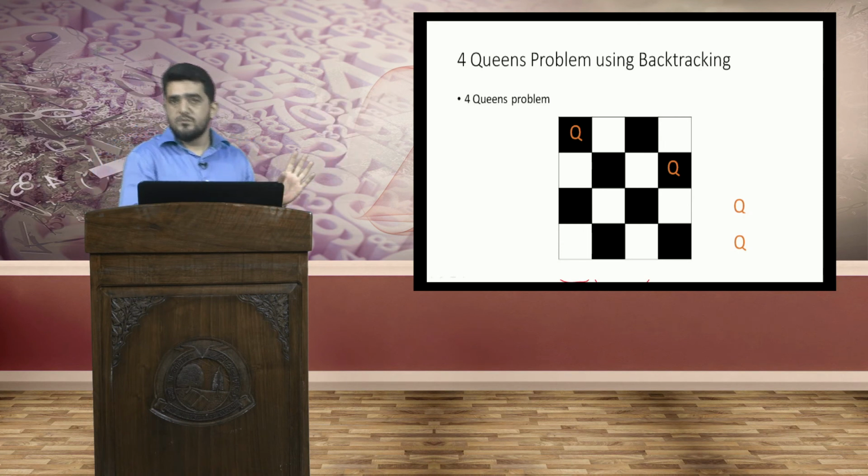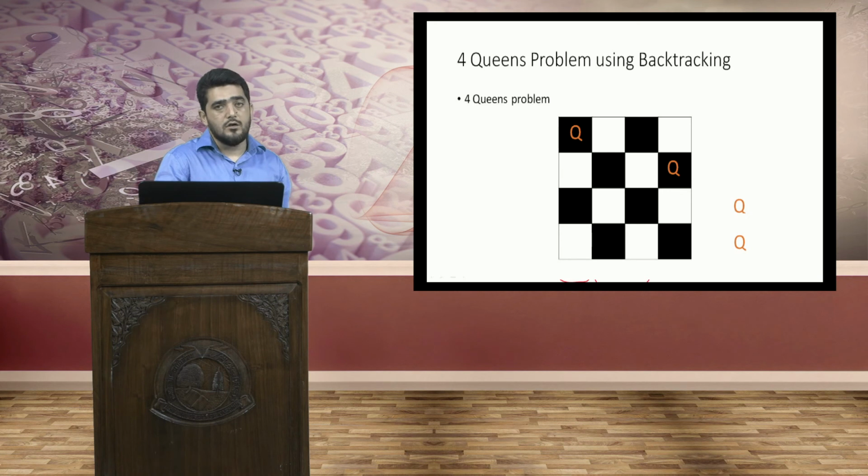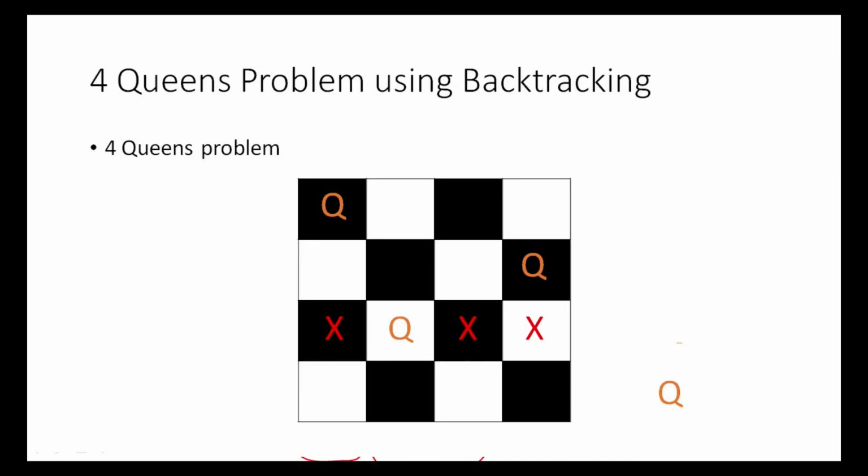Again, the two queens are currently not attacking. So for the third queen, the first column is not available, the third column is not available because it would be diagonally attacking the second queen, and the fourth column is not available because again it would be attacking the second queen. So the only available column in this case is the second column.